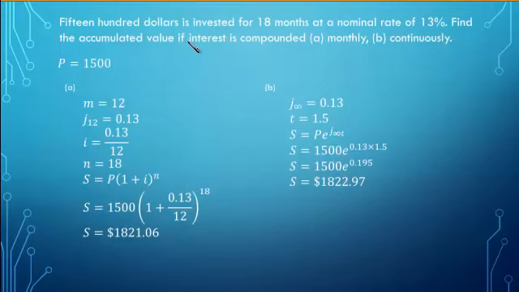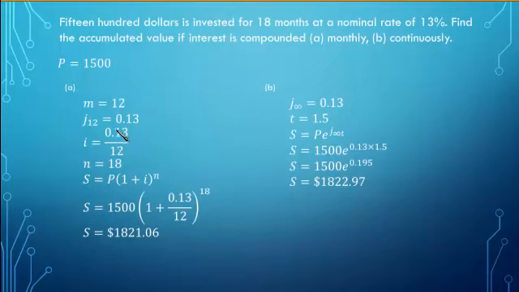Here we are told that $1,500 is invested for 18 months at a nominal rate of 13%. Find the accumulated value if interest is compounded, in the first case monthly, and in the second continuously. In both cases, the principal is $1,500. For the first part, M is 12, that is 12 conversion periods for the year. The nominal interest rate is 13%, 0.13. So for each period, it's going to be 0.13 divided by 12.